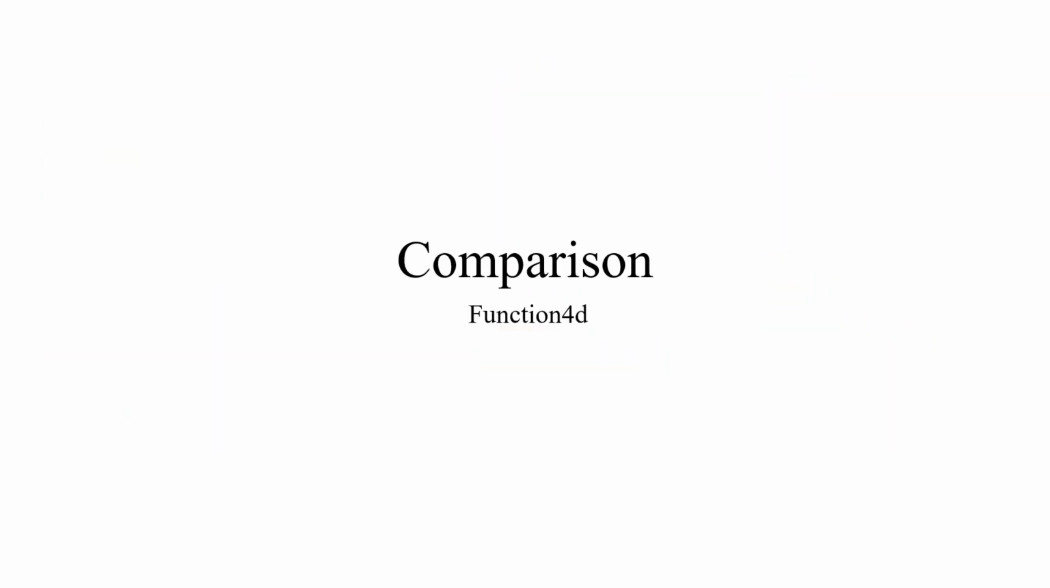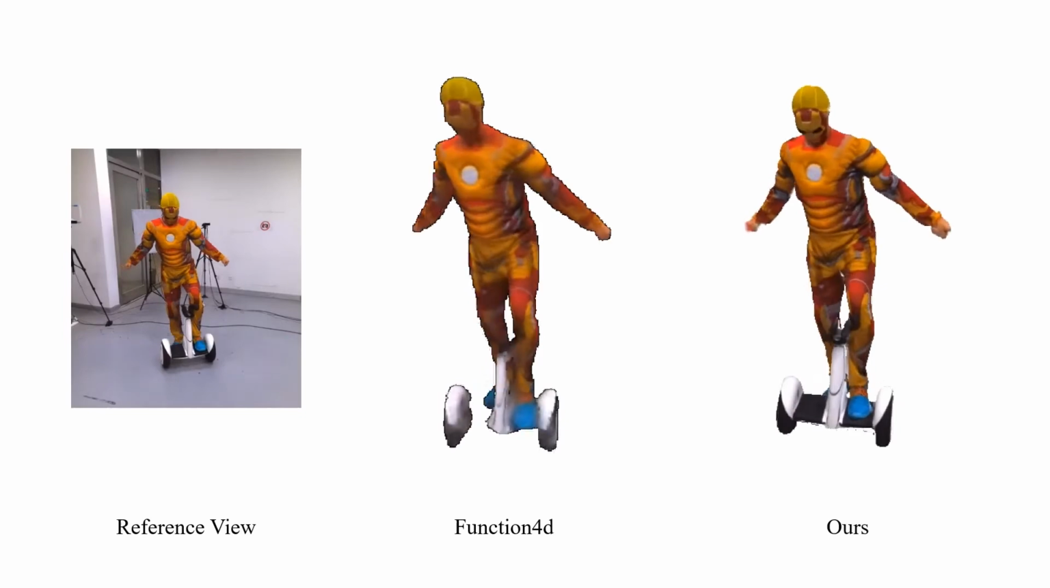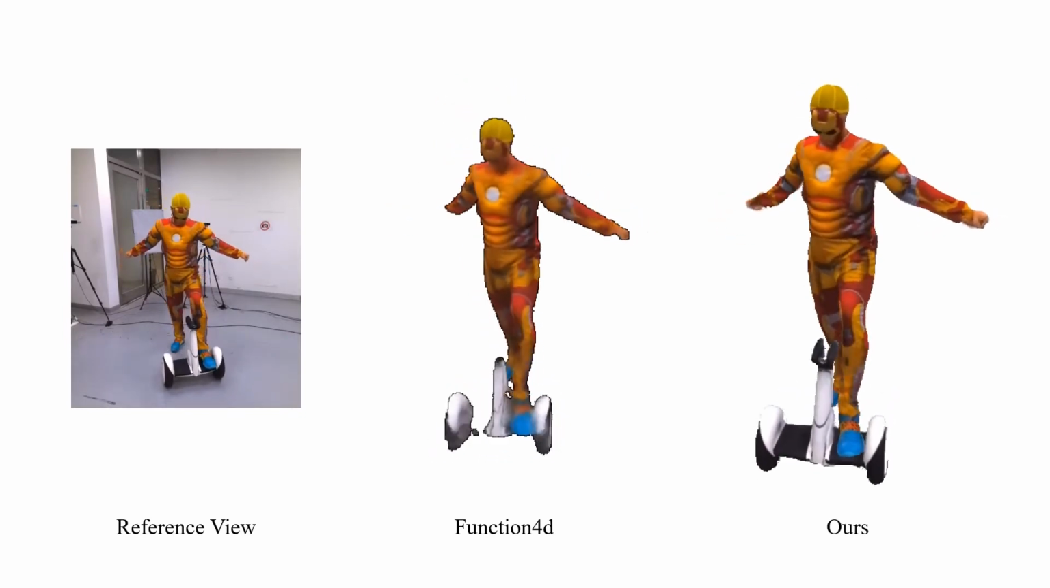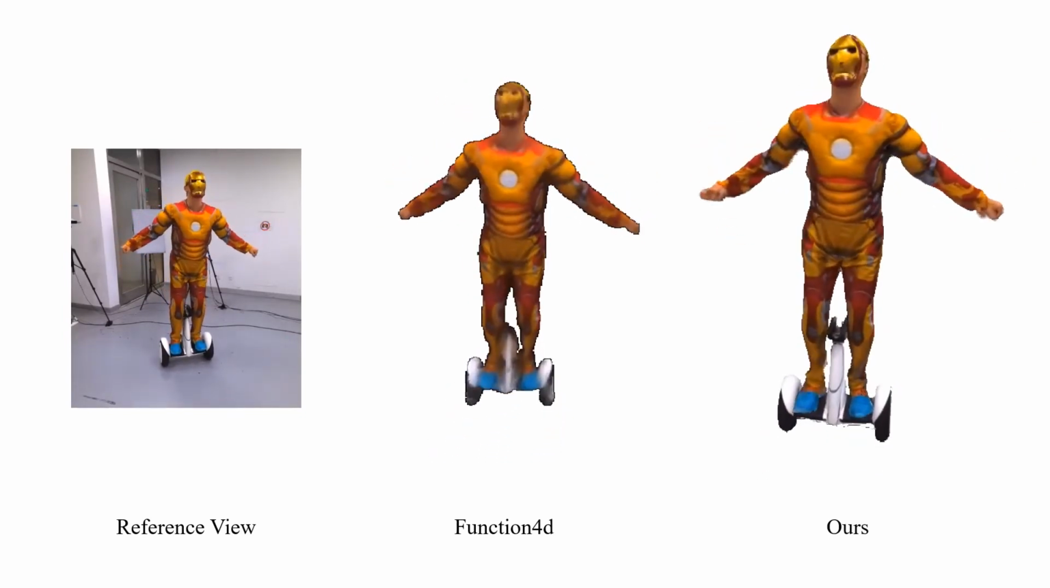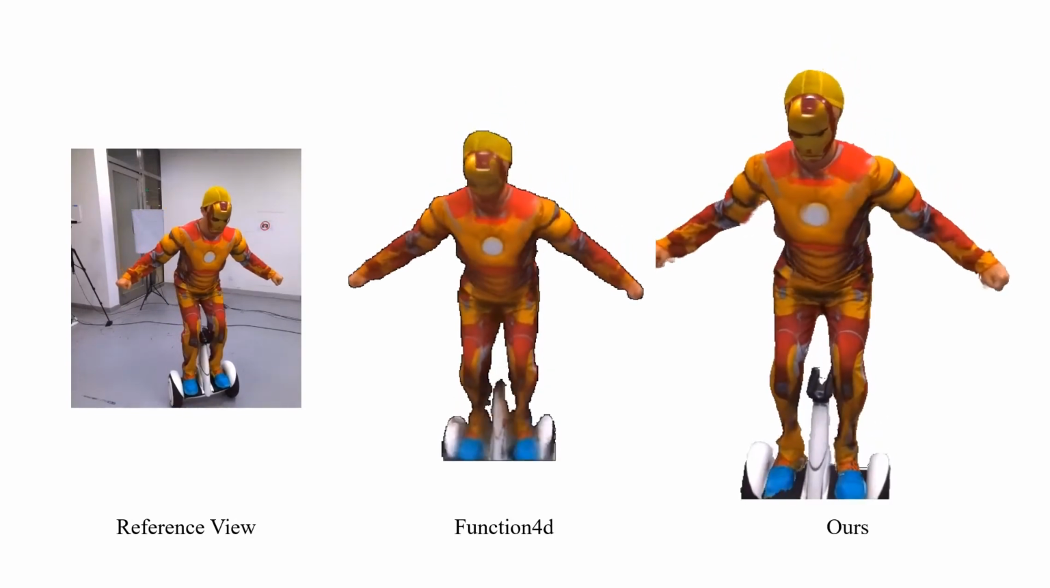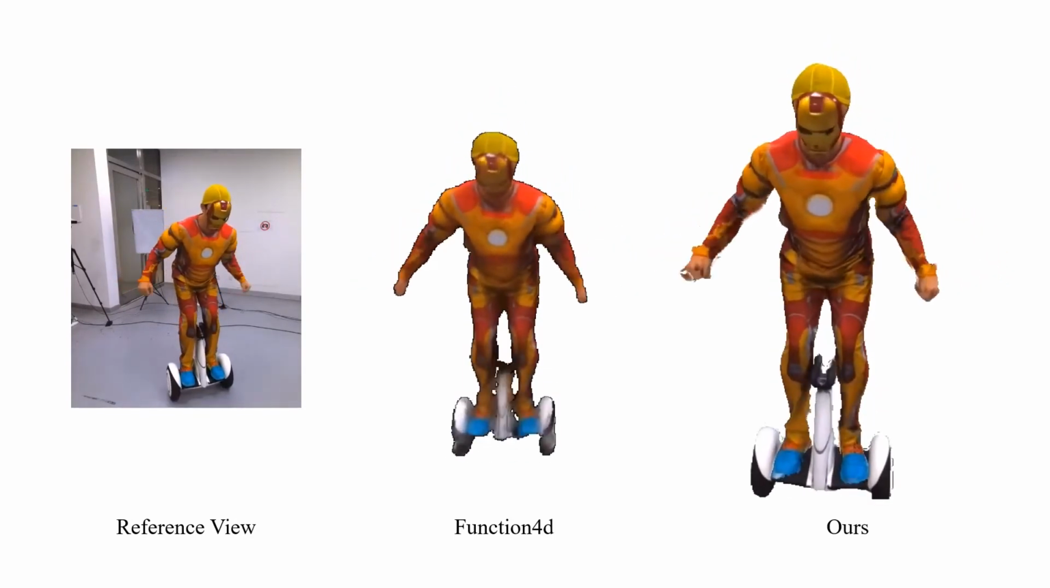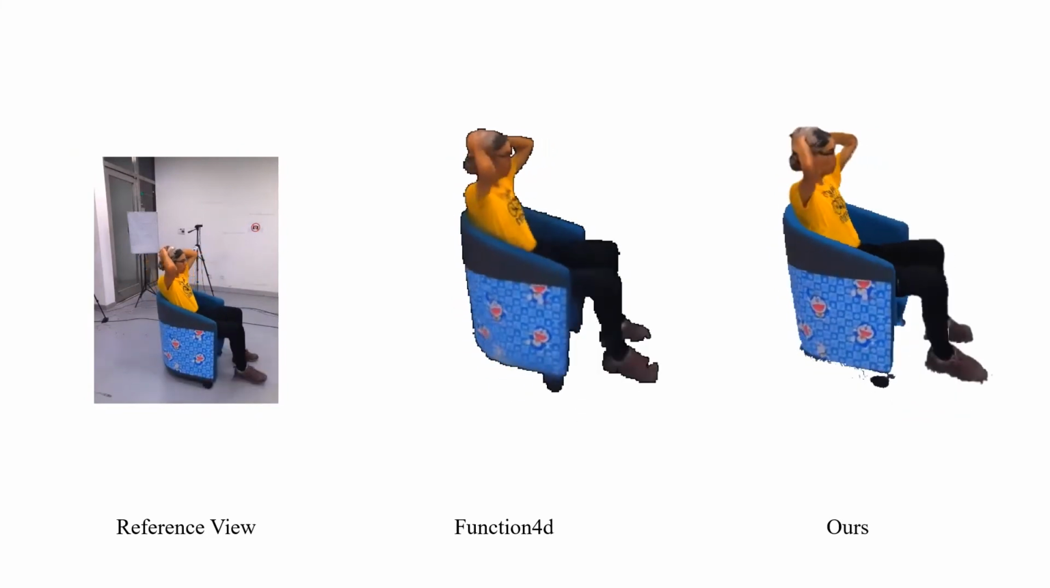We further compared our method with Function4D. It hasn't taken human-object interactions into consideration, while our method adopts a layer-wise neural blending scheme to disentangle human and object for photorealistic performance rendering.